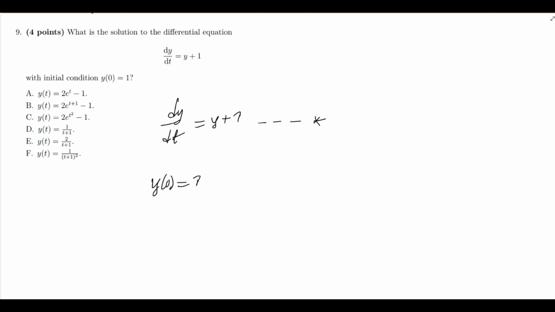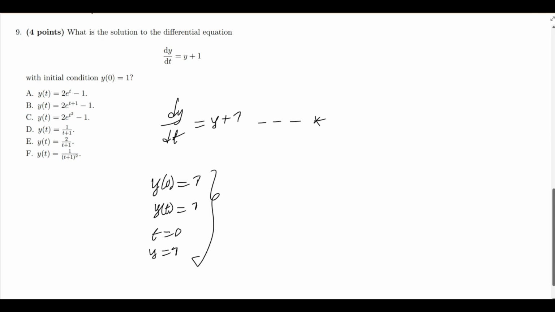We'll name this equation star, and our function is in terms of t. This can be written as y of 0 equal to 1, so this means t is 0 and y is 1. This is very important. You have to keep this in mind.